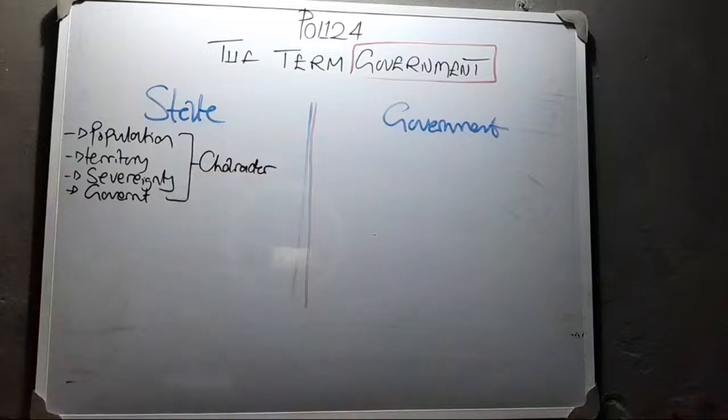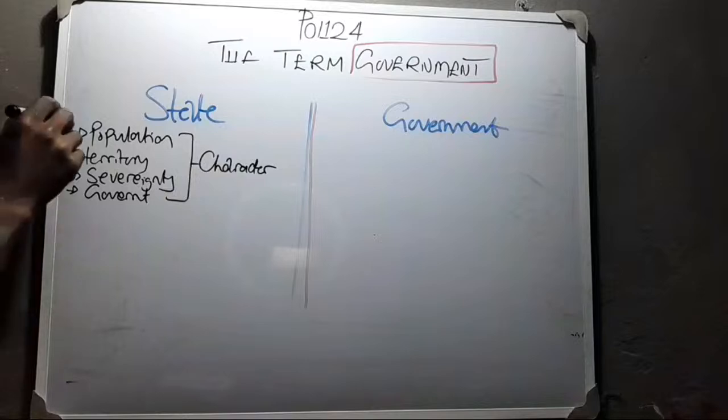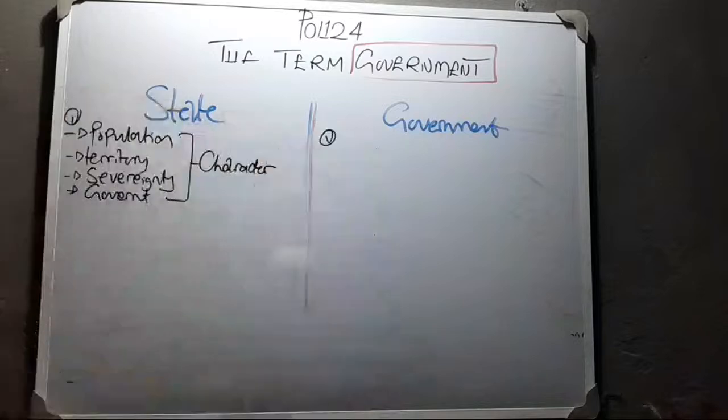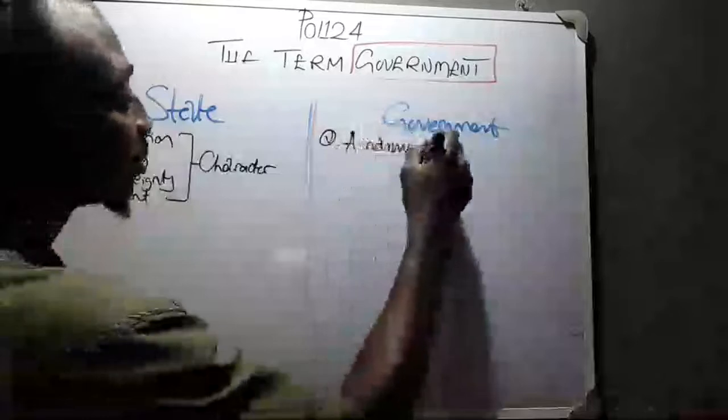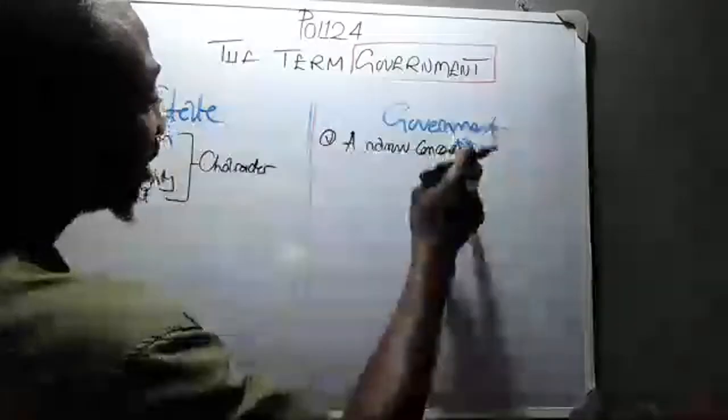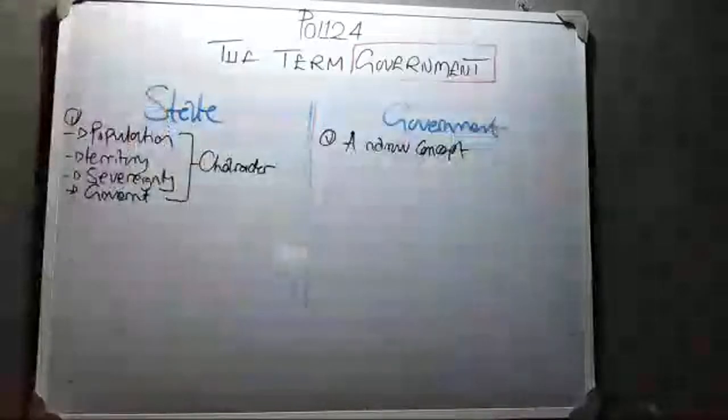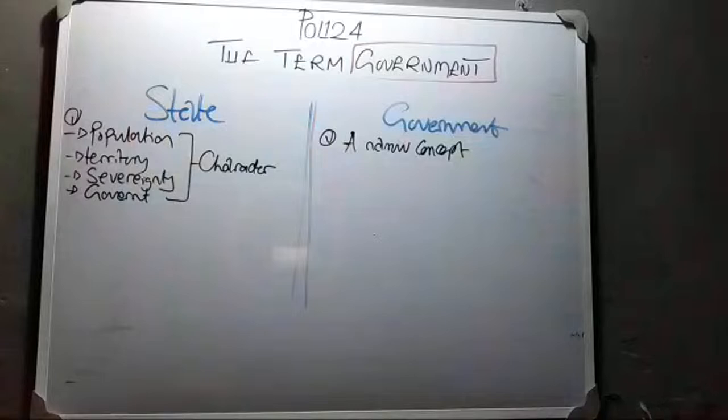Characteristic. Okay, now about government. Now government is said to be a narrow concept. A narrow concept. Said to be one of the characteristics of the state. All right. It is an organic concept.